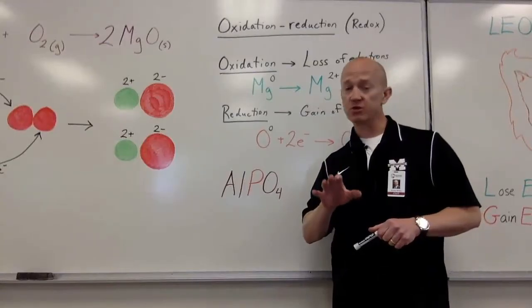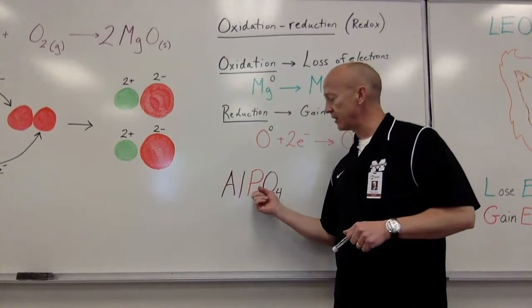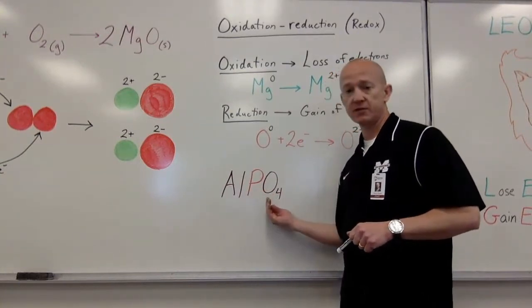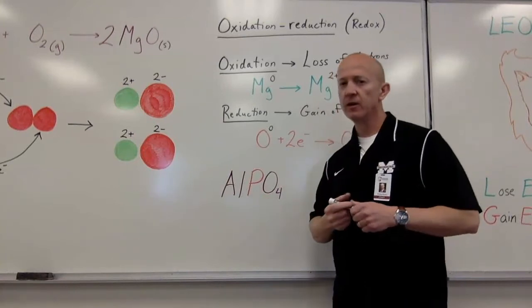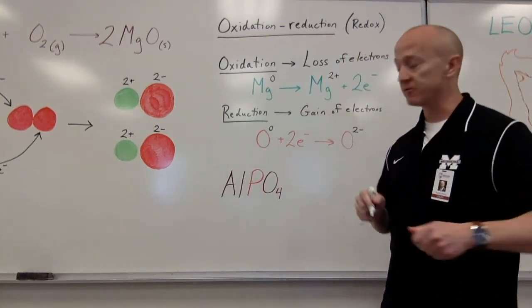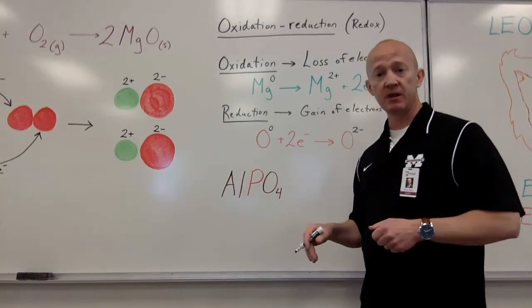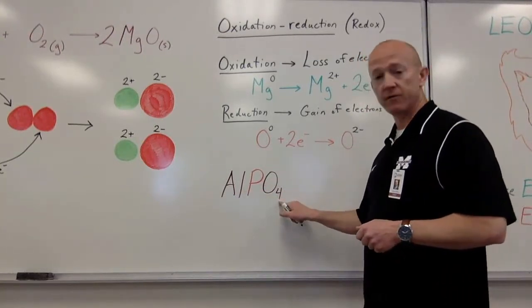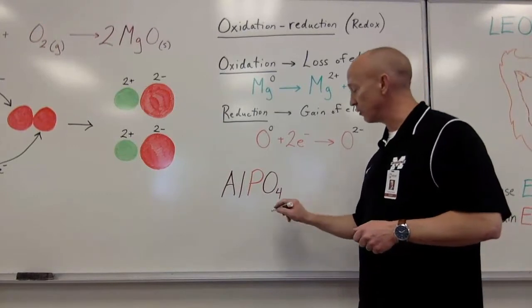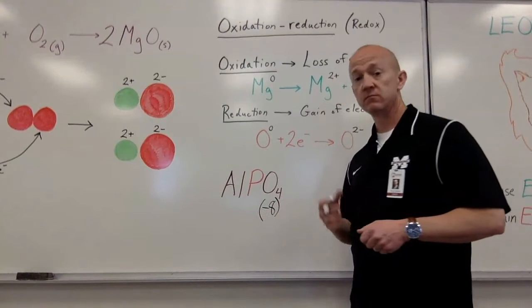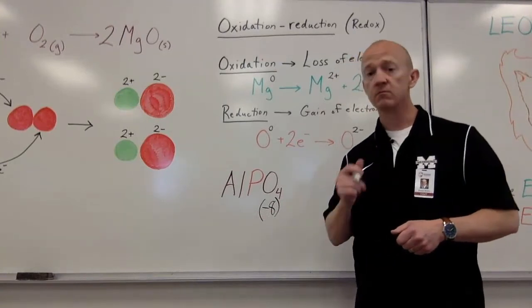Using the guidelines we just discussed, let's try to find the oxidation number of phosphorus in aluminum phosphate. So we said before that oxygen is normally a -2. It's not a peroxide situation, so oxygen will be a -2. There's 4 of them, so 4 times -2 is -8. So far so good? Okay.